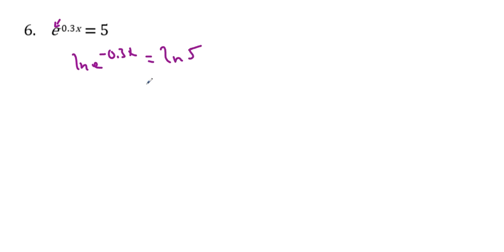And then we can use our inverse properties. We have basically log base e of e raised to a power, and that's just going to cancel that out. So I could just slice right through this, and I'm going to have negative 0.3x is equal to ln 5. Divide by negative 0.3, put that in the calculator, and then knock it out.